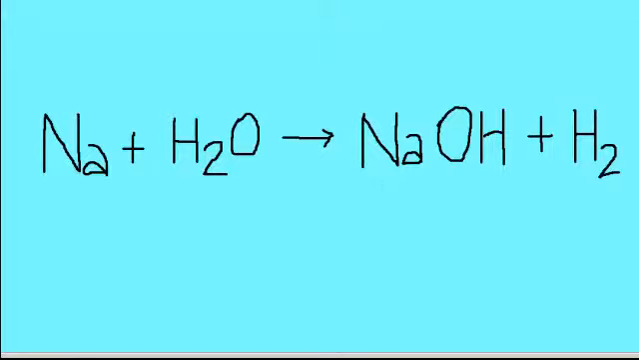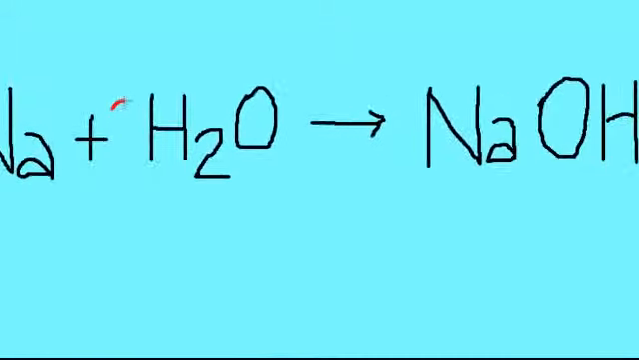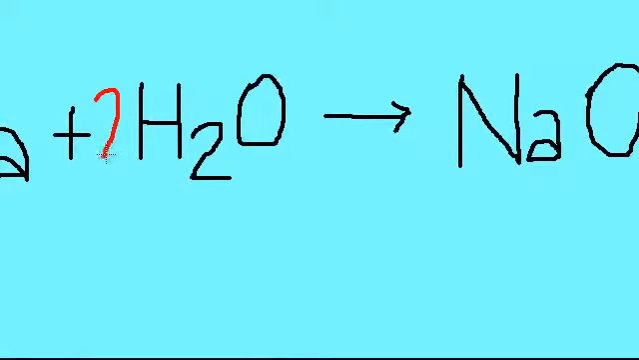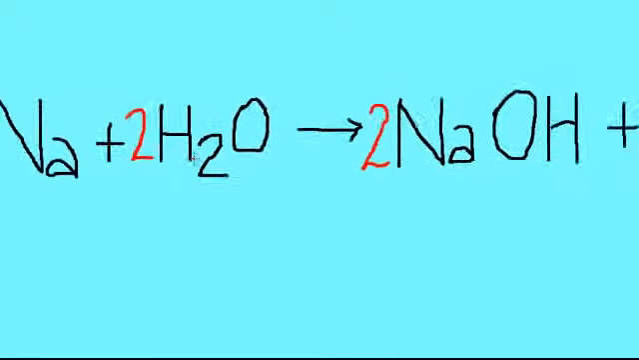So we need to balance this. You have 2 hydrogens plus 1 hydrogen makes 3, and here we have 2. We need to have the same number of atoms on both sides of the equation. So we're going to use a coefficient of 2 for the water to make 4, and we're going to add a coefficient 2 in front of the sodium hydroxide. That gives 2 hydrogens plus 2 makes 4 hydrogens, and here 2 times 2 makes 4 hydrogens.